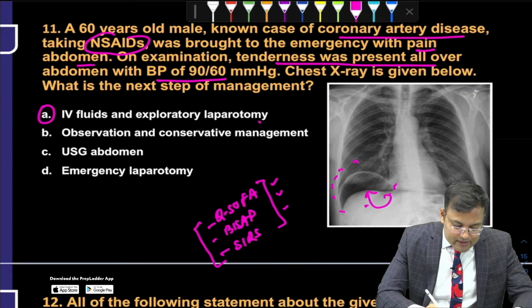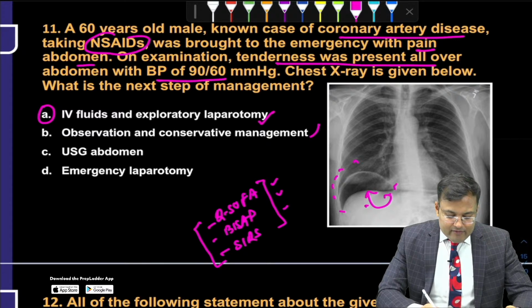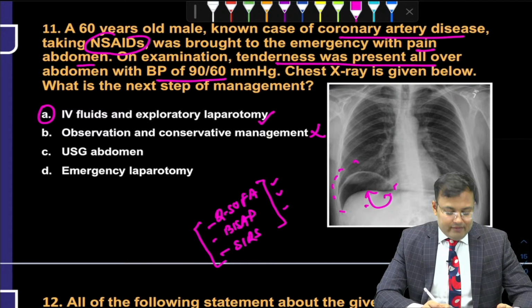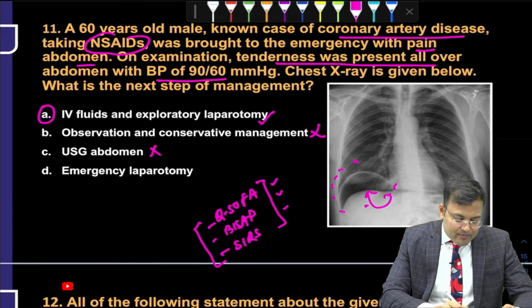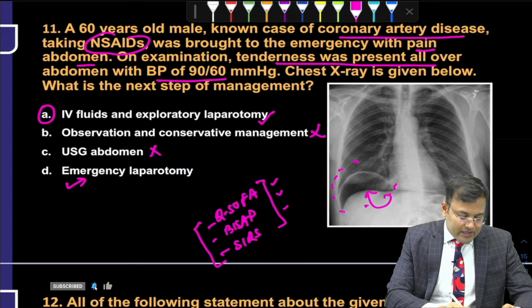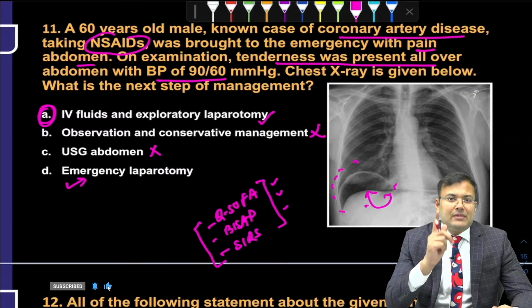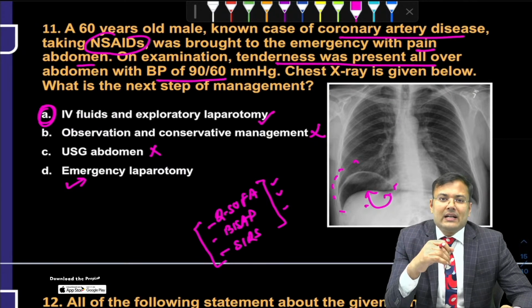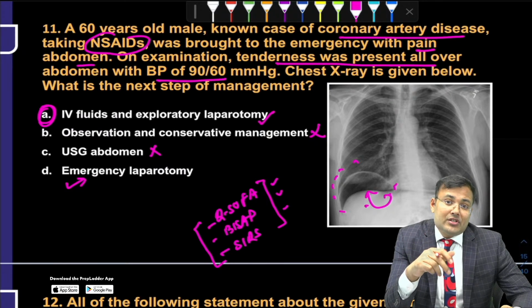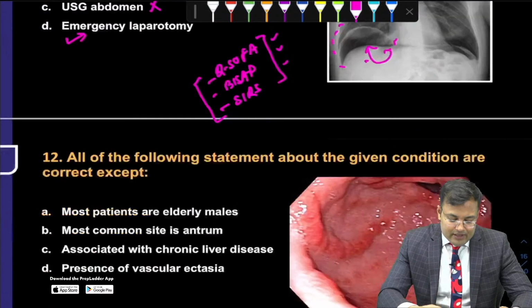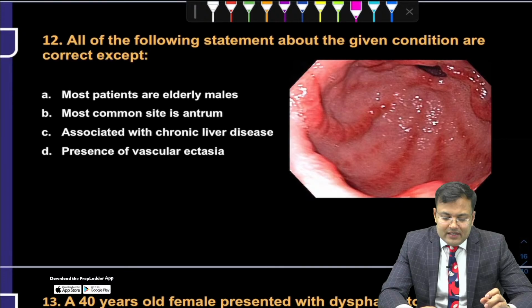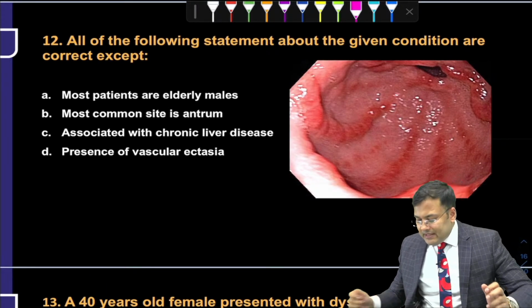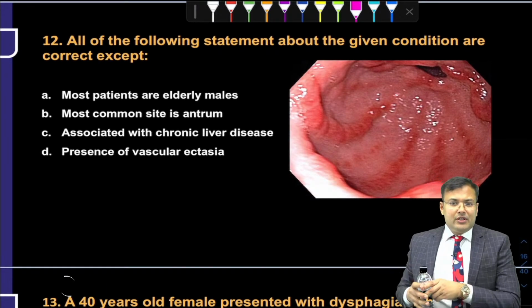IV fluids with exploratory laparotomy. Conservative management, no role of conservative management. Ultrasound abdomen, not required. Emergency laparotomy can be done only after resuscitation. So the correct answer for this question is A. I am telling you this question will be asked. There are chances that this question will be asked in NEET PG 2023. Question number 12. Can you see what is the name of this condition? Just by looking at the image, tell me, guys. Answer. Question number 12.